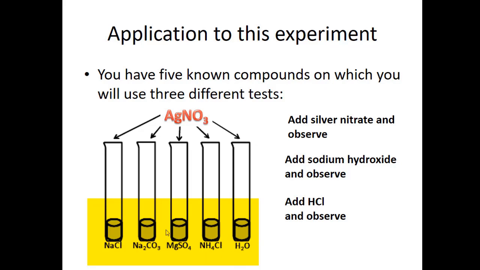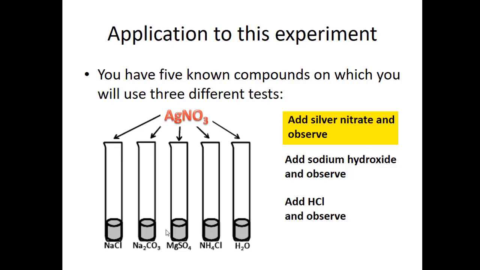So in experiment 2, we have known compounds: sodium chloride, sodium carbonate, magnesium sulfate, ammonium chloride, and water. When you add silver nitrate to each one of these, something is going to happen. You're either going to get a precipitate, a color change, or gas evolution. Something is going to happen, right? When you test with silver nitrate, this is one of your 3 different tests. I can tell you up front that when you react silver nitrate with sodium chloride, you're going to get sodium nitrate, and silver chloride is insoluble in water, so you're going to get a precipitate, right?